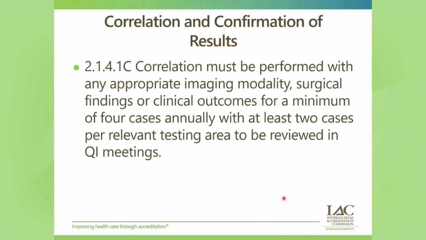I know we talked about correlation very briefly, so what about it? It's not only an excellent learning tool, but it is essential to multi-modality team approach to patient-centered care. So for our pediatric facilities, we must be performing correlation with any appropriate imaging modality, surgical finding, or clinical outcome for a minimum of 4 cases a year, with at least 2 cases per relevant testing area to be reviewed in your QI meeting minutes. So if you're only applying in pediatric transthoracic, you would do 4 transthoracic cases. But if you're doing pediatric transthoracic and TEE, or transthoracic and fetal, you can do 2 of each. And that's the bare minimum.